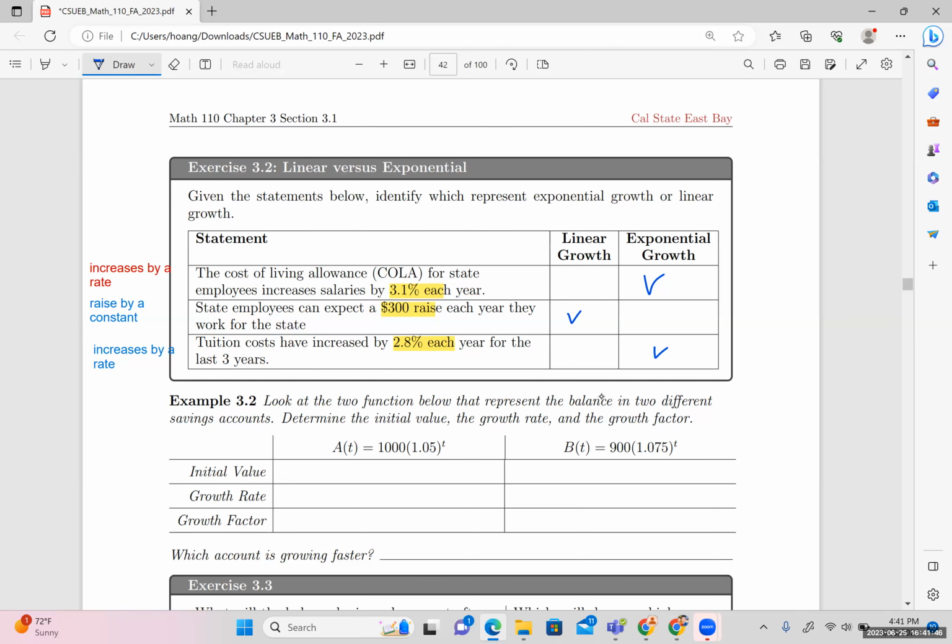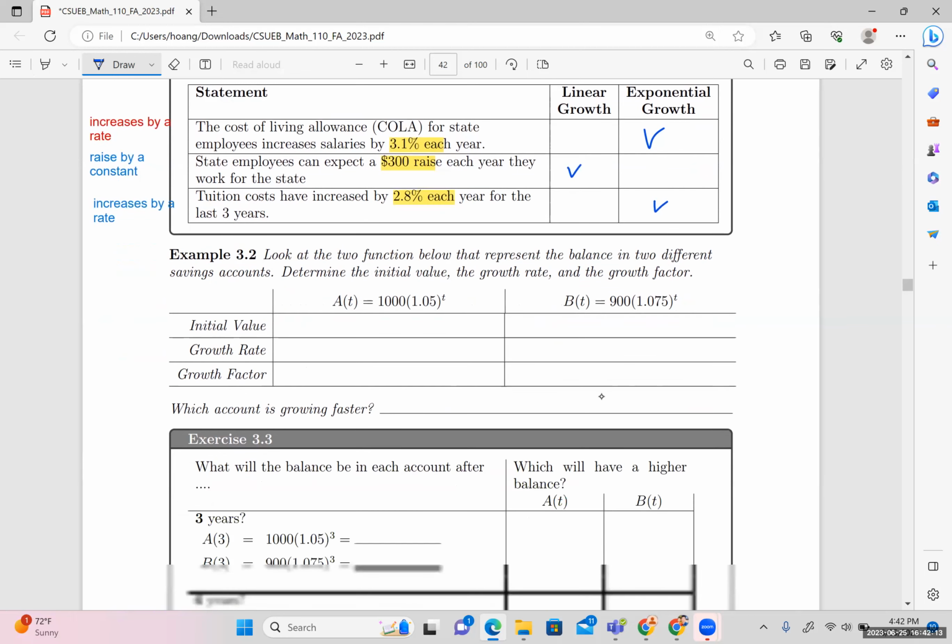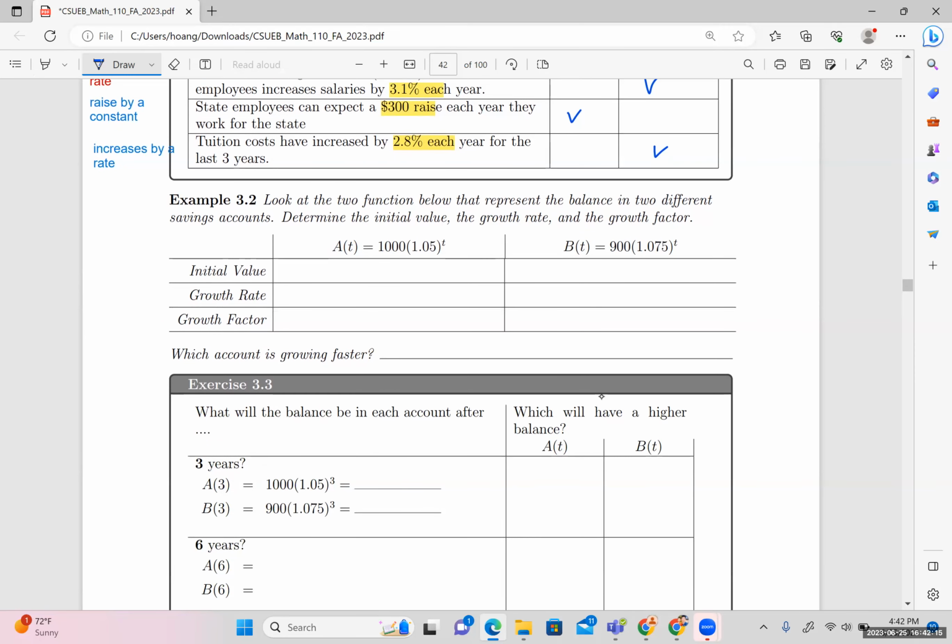All right. So you can see that the first one is by rate. That is exponential growth, right? Why? The second one is by constant. That is linear growth. And the last one is also by a rate, 2.8%. That's exponential growth. Okay. So now let's go ahead and work on example 3.2.